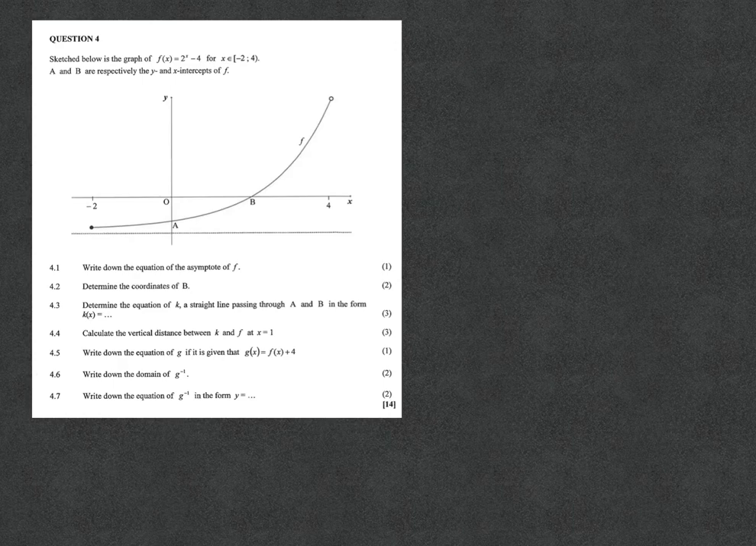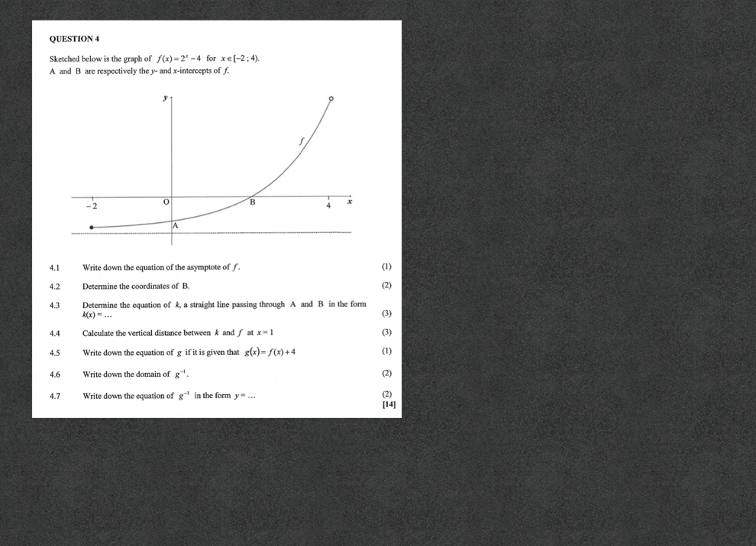Question 4 is a graphing question. What they've given us, sketched below, is the graph of f of x equals 2 to the x minus 4, so an exponential graph, for x an element of [-2, 4), which can equal -2 and cannot equal 4. This means it is a restricted domain graph. Just by looking at the question, we can already see that this graph doesn't go further than -2, and it also doesn't go further than 4 in the domain.